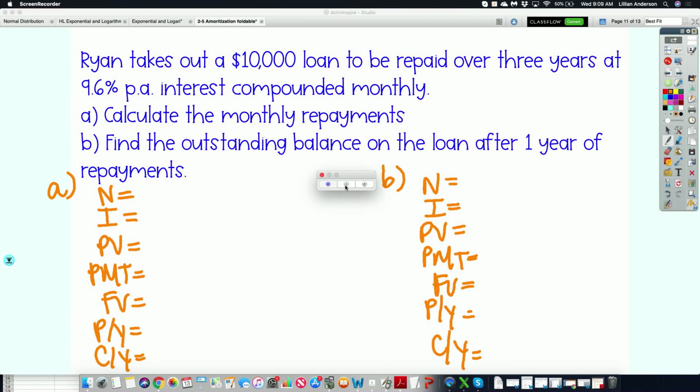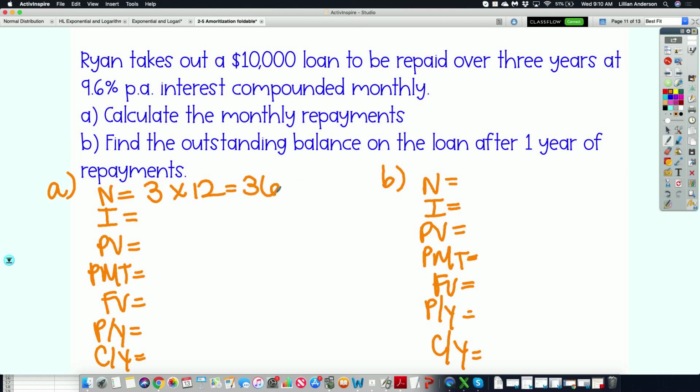What is N? N is 36 because we have 3 years worth of monthly payments, and so it's going to be 36, okay? More than likely, all these problems that you're dealing with are going to be things that are done monthly because that's how a lot of these financial institutions work. So you can count on it, but just make sure that you double check, and it does say monthly repayments, not quarterly repayments or annual repayments. You see what I'm saying? Just make sure.